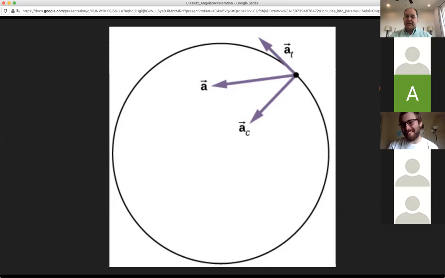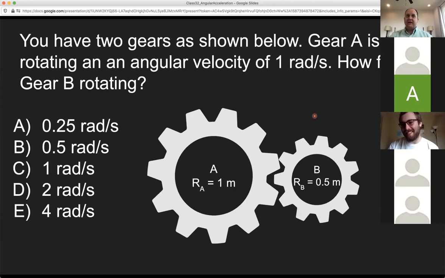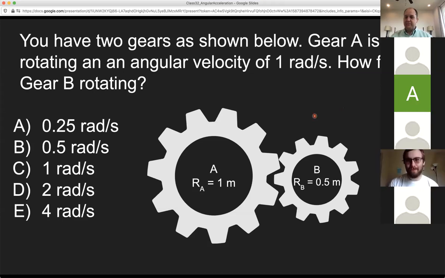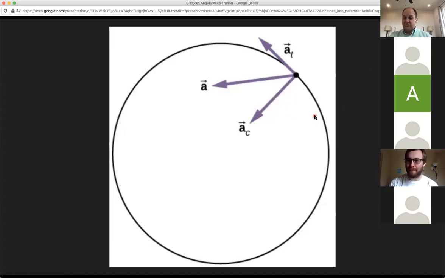Did we finish the explanation on the gears? Is everybody good with the gears? Yes. Okay. Let's talk about things moving in circles again, which seems very appropriate.